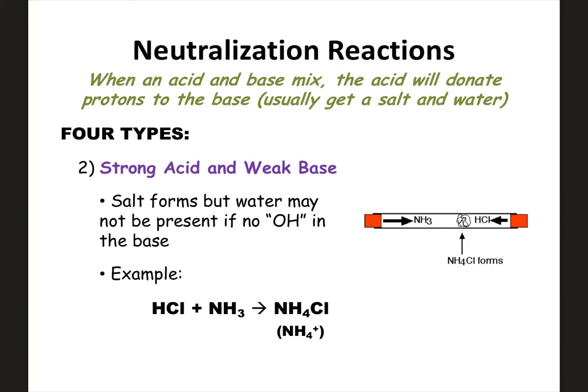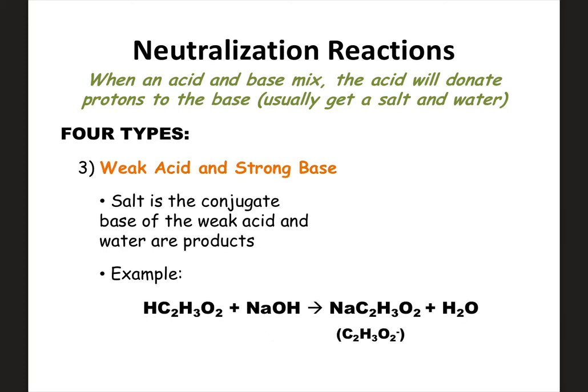If we have HCl, a strong acid, reacting with NH3, you have to recognize that this is your acid. It's going to donate H plus to the NH3, forming NH4 plus, and then you're going to have Cl minus. They combine: NH4 plus and Cl minus combine to give you a salt, NH4Cl. Essentially, you could write it as NH4 plus Cl minus, but they typically come together to form the salt. We don't get water because there was no OH present in the weak base. But again, this is a neutralization reaction. You have an acid reacting with a base, but in this case, we don't get water forming.